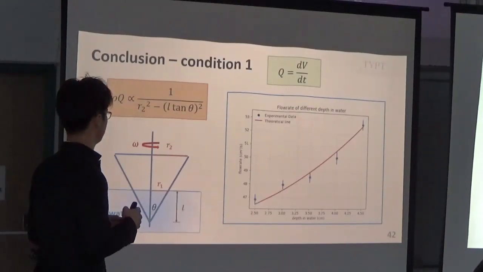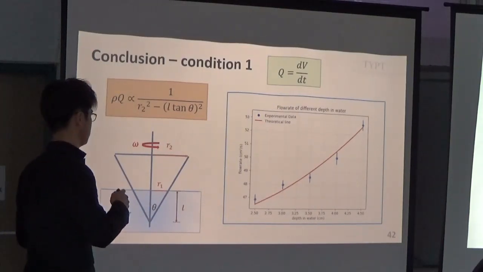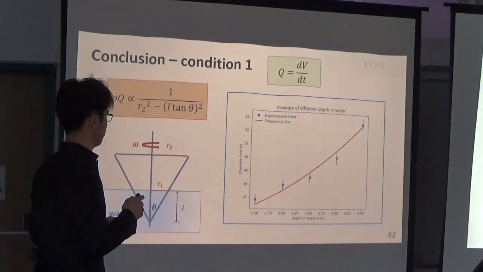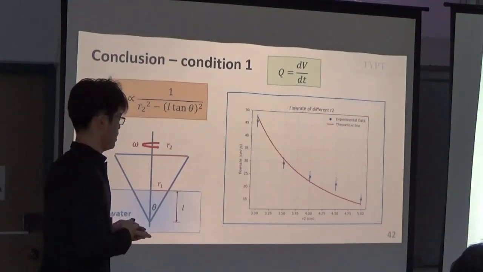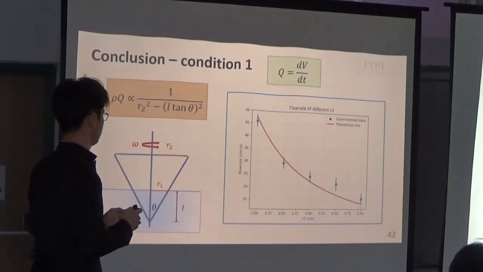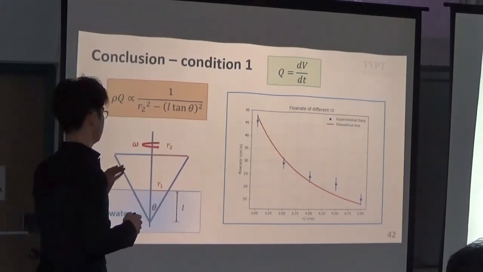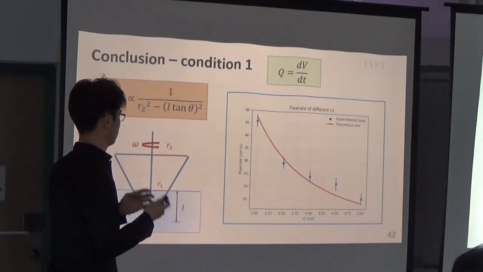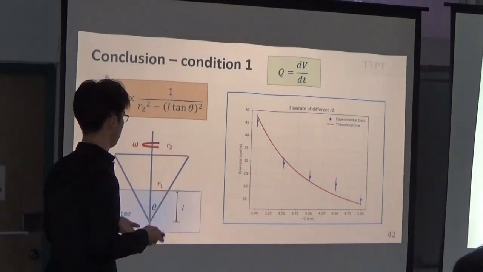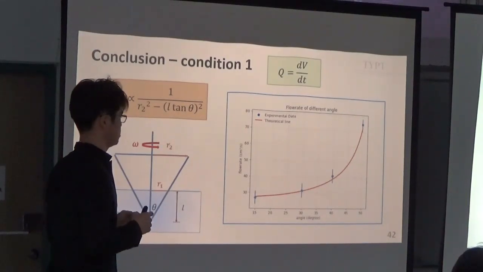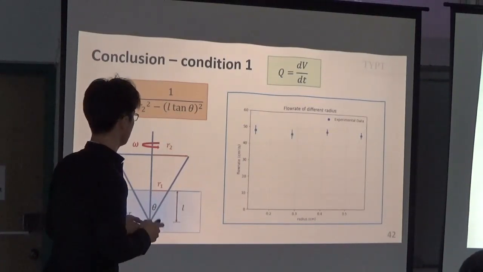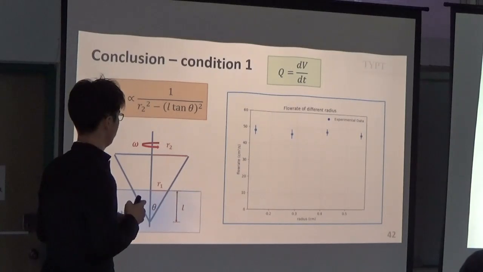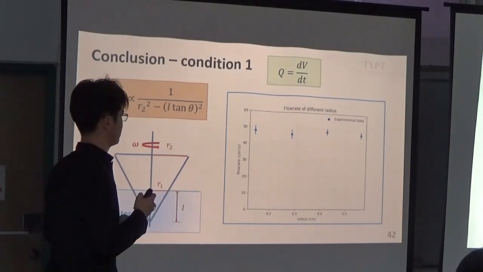And also I changed the radius of the straw, and I found that it would not affect the phenomenon very much. So for my condition one, I changed the depth of the straw immersed in water, and I found that it's positively correlated to the flow rate. And I changed the upper radius of the straw, and when the upper radius becomes longer, the flow rate will become higher. And I also changed the angle of the straw, and when the angle becomes larger, the flow rate will become higher too. And when I changed the radius of the straw, I found that it would also not affect this phenomenon very much.